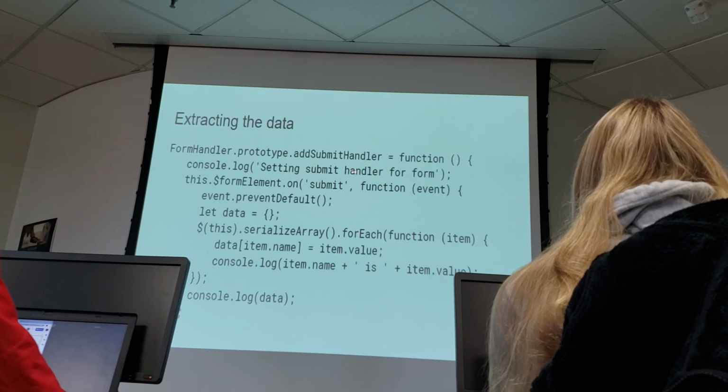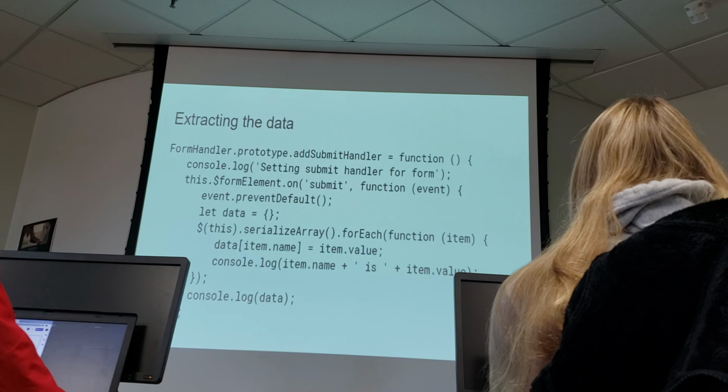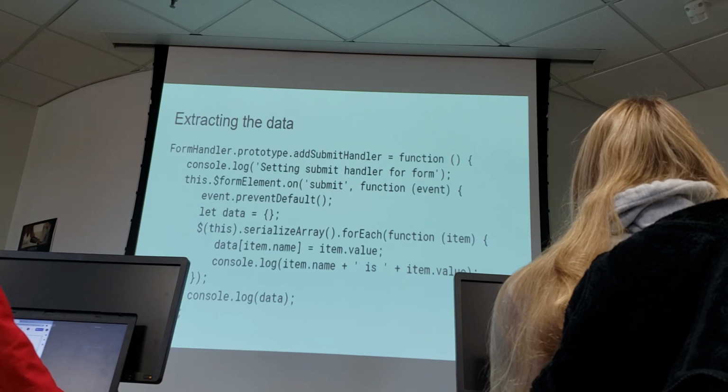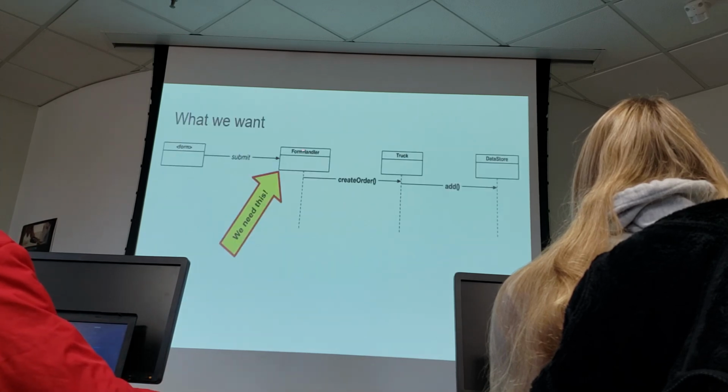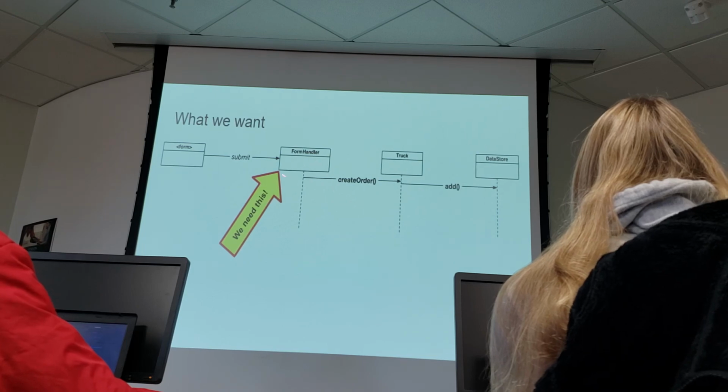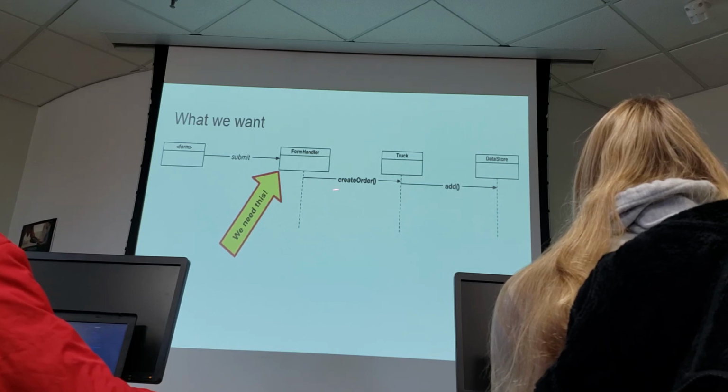So the submit handler creates this anonymous function. So the on-click event stops the default from happening, gets all the data out of the form, and puts it in this little data object. So we're like 90% of the way there. We've gotten all the data out of our form, right? We've gotten it all out, but we still have not called create order. It's still not getting into our truck. It's not getting into our data store.